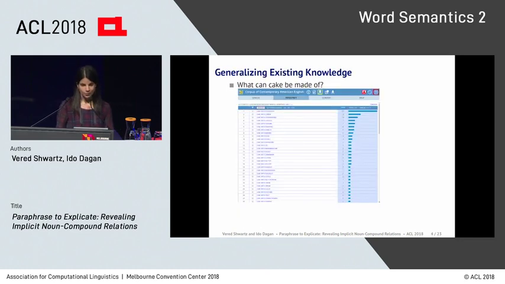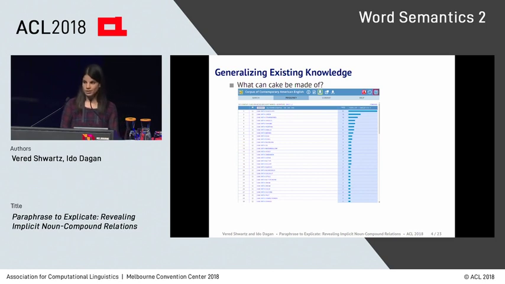So how can we do that? One way is by generalizing our existing knowledge about things in the world. We can ask ourselves, what can cake be made of? Here's a screenshot from a corpus search of cake with something. I don't know if you can read that, but it says cake with chocolate, lemon, strawberries, candles, caramel, frosting, vanilla, berries, and so on.